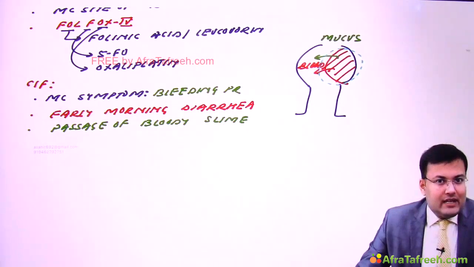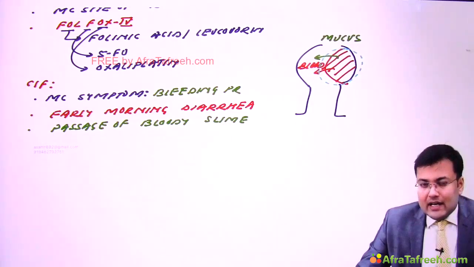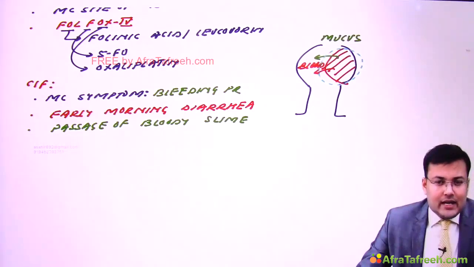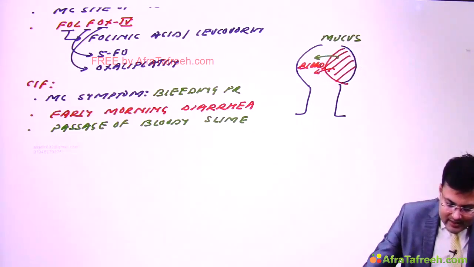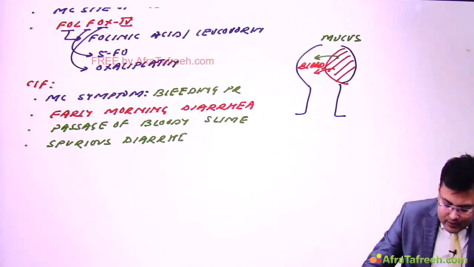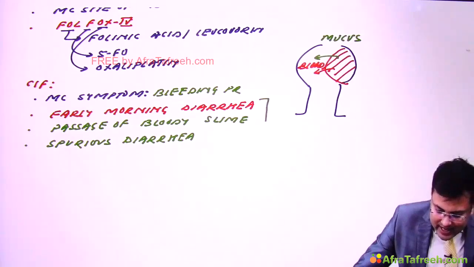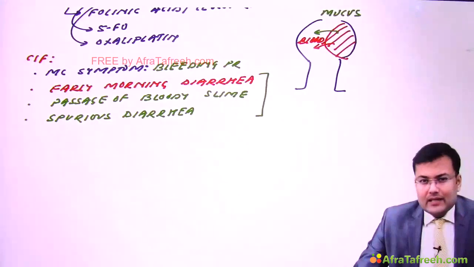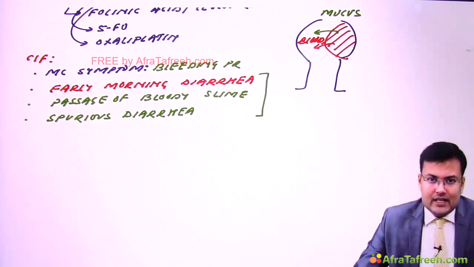So patient is having diarrhea, but it is not true diarrhea, it's fake diarrhea, and this fake diarrhea is known as what? Spurious diarrhea. So another characteristic symptom, every 2 to 3 hours patient is going to pass stool, and what these patients have? Spurious diarrhea. So these are the characteristic symptoms. There is early morning diarrhea, passage of bloody slime, and spurious diarrhea.